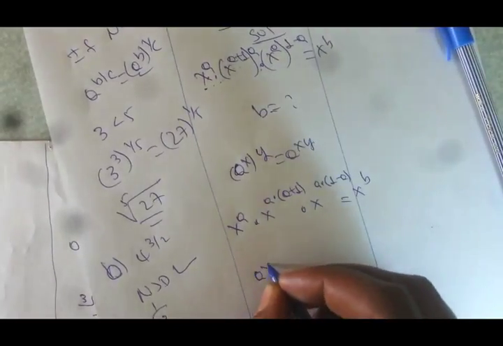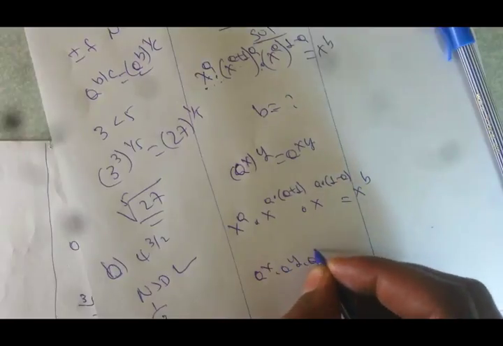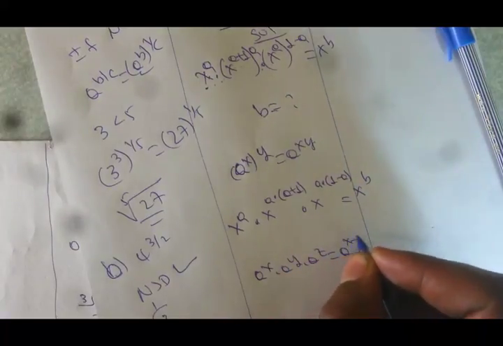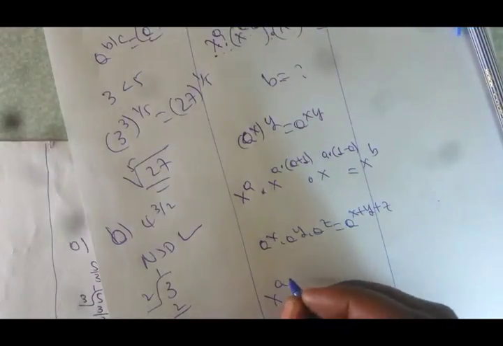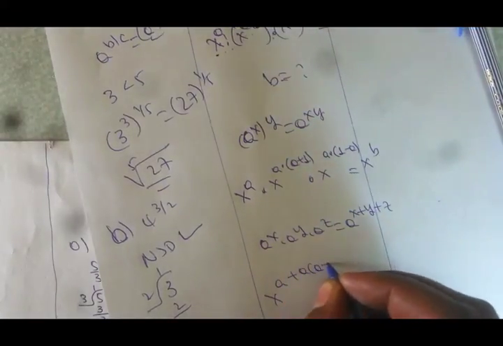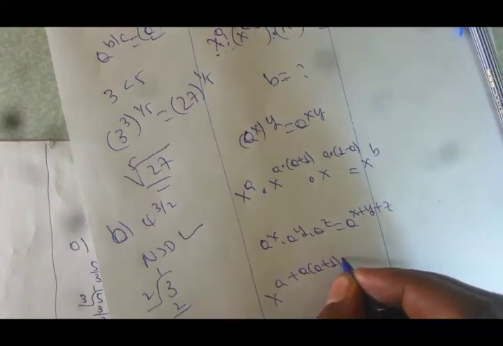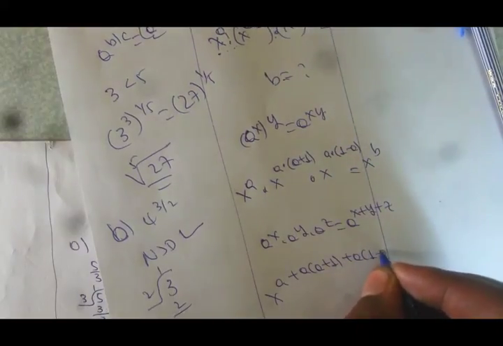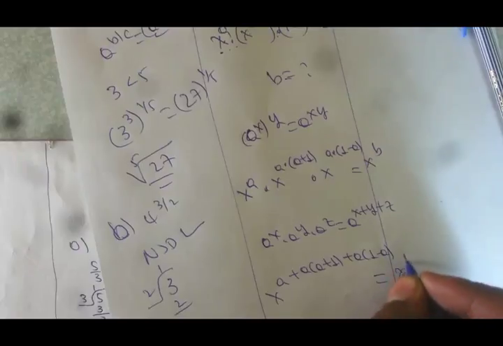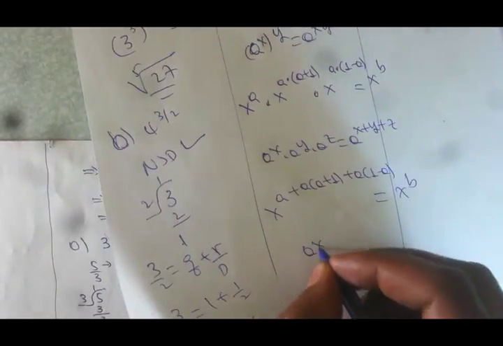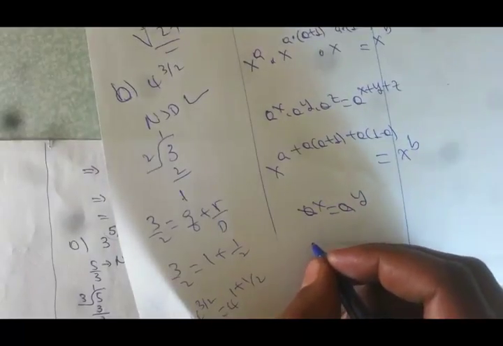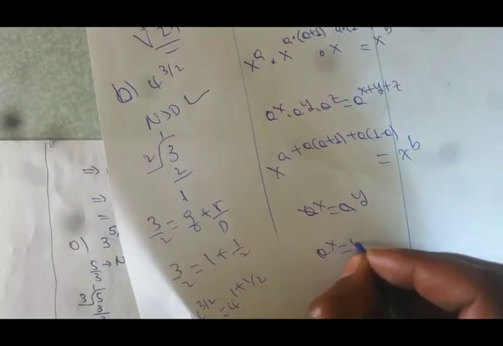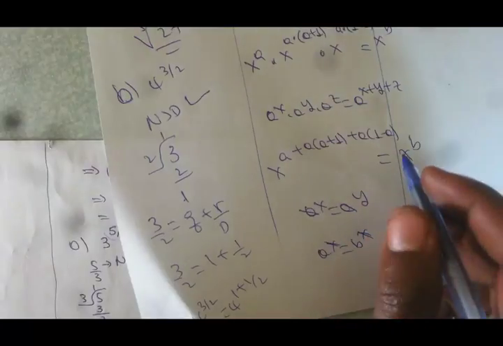And we know that a raised to x times a raised to y times a raised to z can be written as a raised to x plus y plus z. Therefore x raised to a plus a times a plus 1 plus a times 1 minus a is equal to x raised to b. We know that if a raised to x is equal to a raised to y, we can eliminate the base. In our case, bases are the same, so we can eliminate.